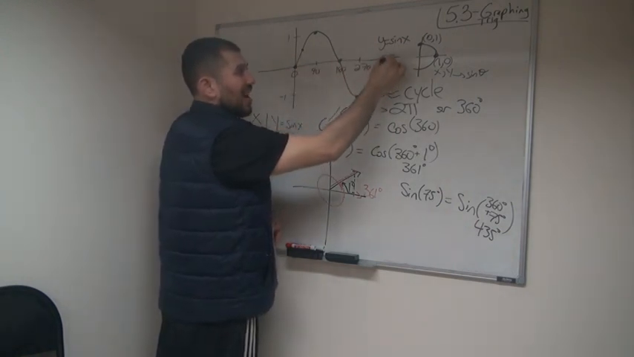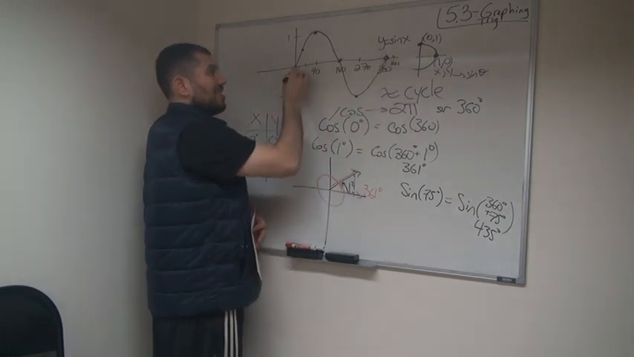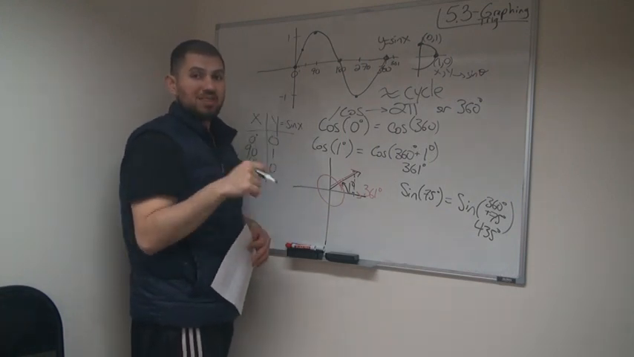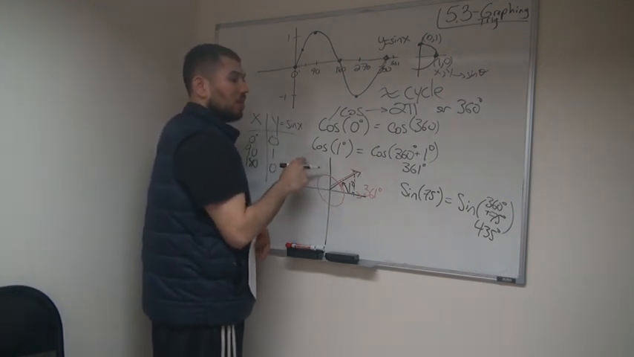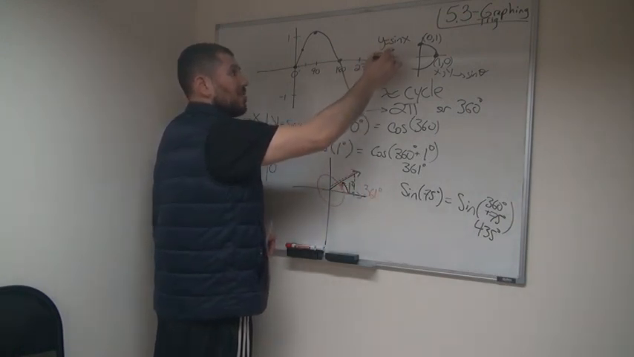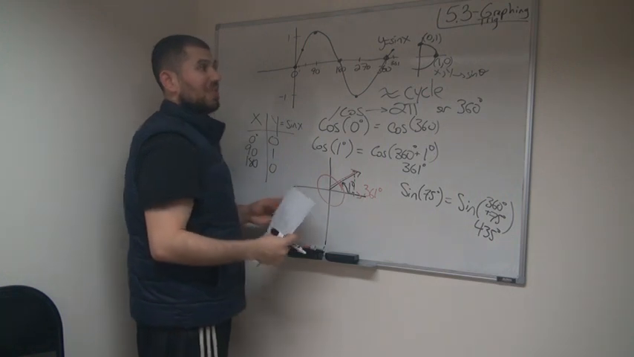If I wanted the sine of 361 degrees, it would be the same as the sine of 1 degree. You can check it on your graphing calculator. Put in the sine of 1 and the sine of 361. Since they're coterminal, they'll give you the same output value. So we'll get the same output value here. So what is that going to mean?